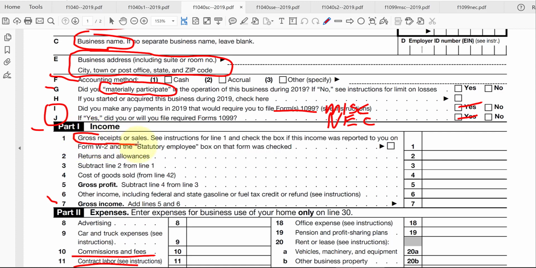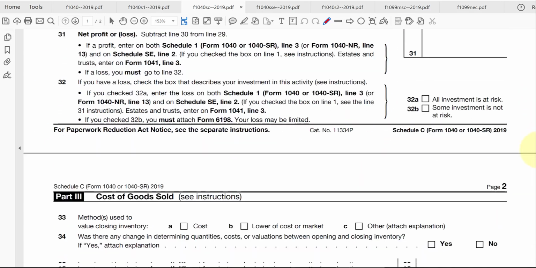amount of receipts or sales we made during the year and subtracting out any returns, refunds, and allowances we make to get our company's net sales or net fees. Then we're going to subtract out, for merchandising companies, possibly a large deduction called cost of goods sold that's calculated here on the back side of the Schedule C.